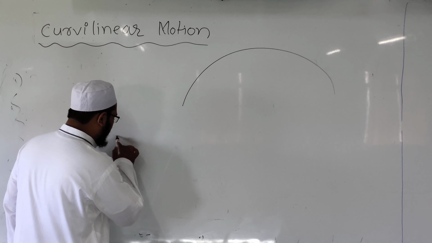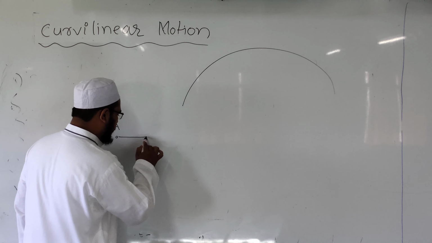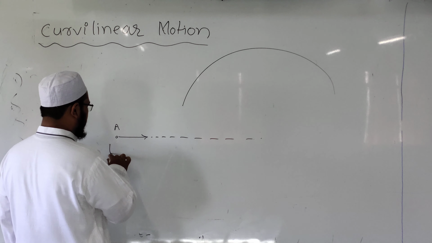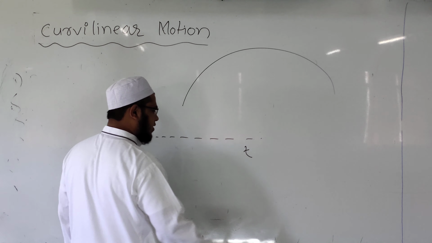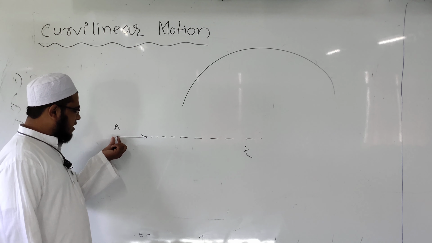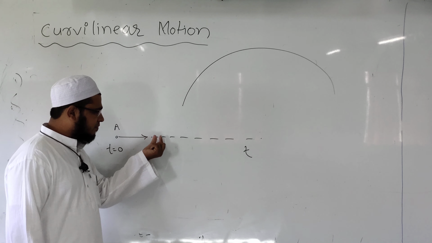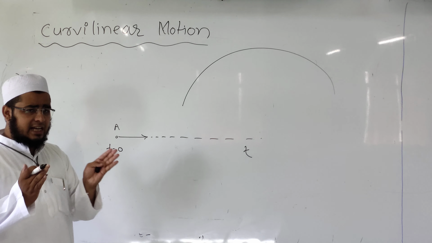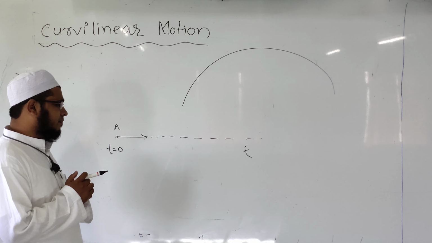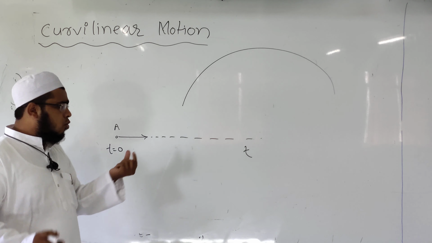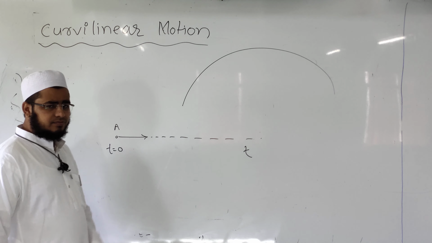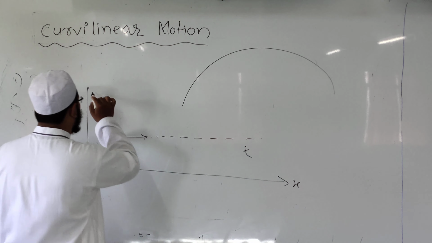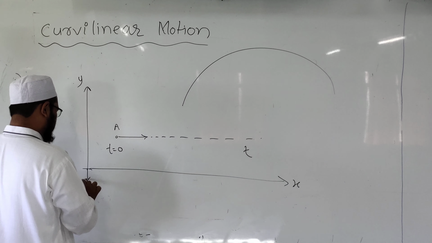For example, if a particle starting from point A is moving towards the right direction for a particular distance from t equal to 0 to t equal to t, slowly this particle is changing its position, moving towards the right. In this case, if we describe the motion of this particle A in a coordinate system, only the x coordinate is changing. Assume that the reference axes are x and y, and the reference axis position is given.